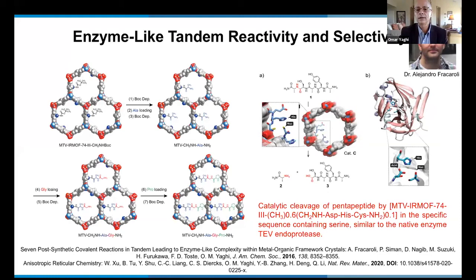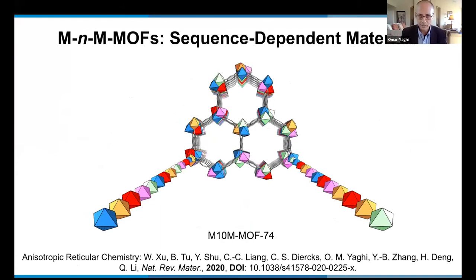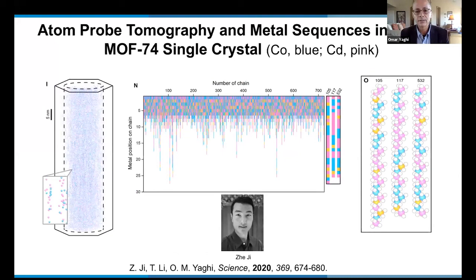I think that we will see more and more of this, to do reactions of this kind within the pores of MOFs. Another area is that not only can you make these rod SBUs from one metal, you could make them from 10 different metals. And then the question arises, what is the sequence of these metals and could we, depending on the sequence, design materials that would be sequence dependent in their function, so that we would design a certain sequence to code for a specific property. But first we wanted to characterize what the sequences are. And we have done this with atom probe tomography in a very simple system that has cobalt and cadmium, cobalt in blue and cadmium in pink.